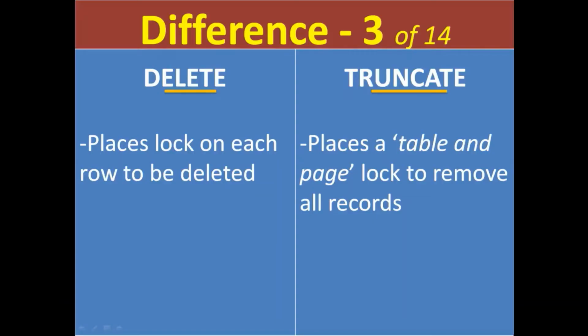Go to the third difference out of 14 of delete and truncate. In case of delete, it places a lock on each row to be deleted. This is because delete works row by row, so the locking is performed at the row level. Truncate places a table and page lock to remove all records. Truncate removes all the rows of a table, so the lock is placed on the table and page to remove all records.